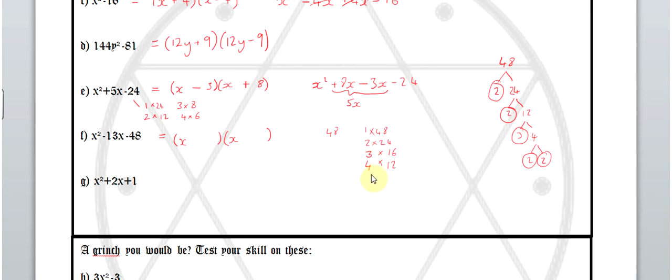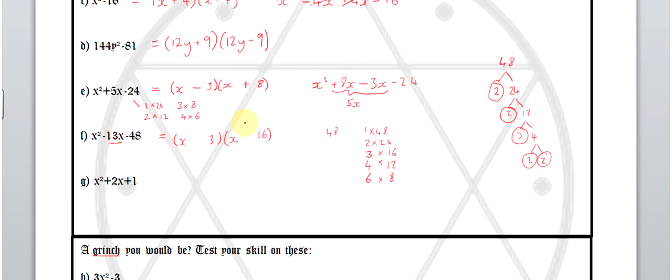I know 6 goes into it because I've got a 2 and a 3 here. And of course the 12 goes into it, so it's 6 times 8, 6 8's 48, and we're done there, we've got the lot. And all we need to go through is find which pair we can use to get ourselves a 13 with, and that's the 3 and the 16.